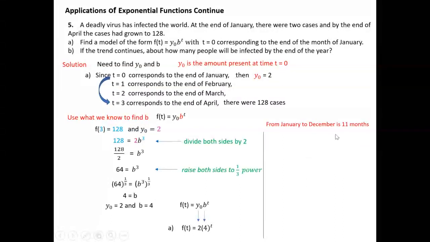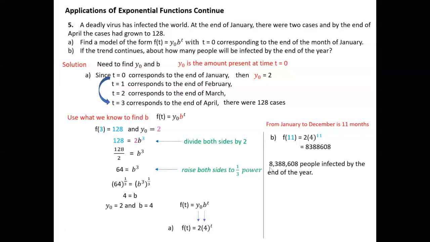Okay. Now from January to December will be 11 months. So for part B, I need to find f of 11, which means I'm going to plug in 11 for the t here. Because this is f of t, we plug in 11 where the t is in the formula right here. We use the calculator, so this is my solution, guys. So about 8,388,608 people will be infected by the end of the year.